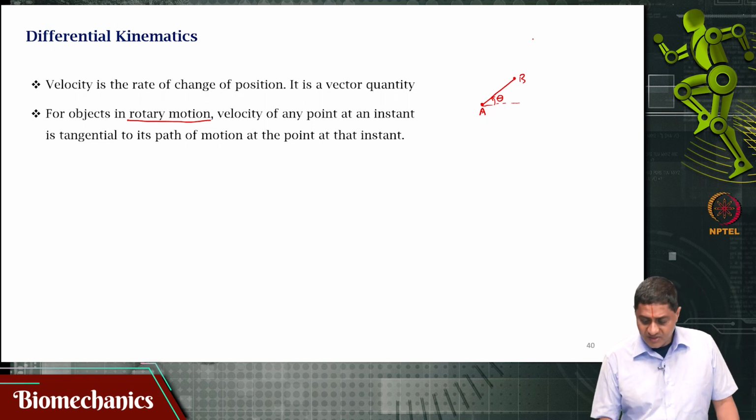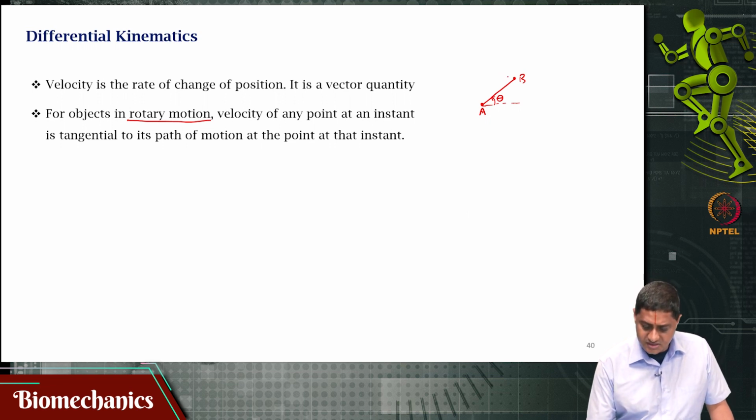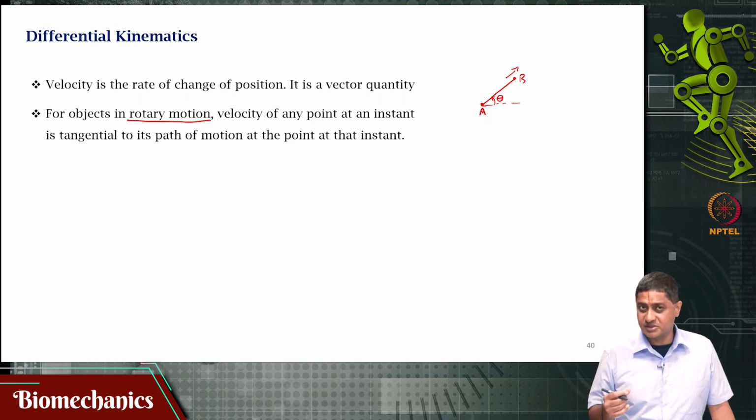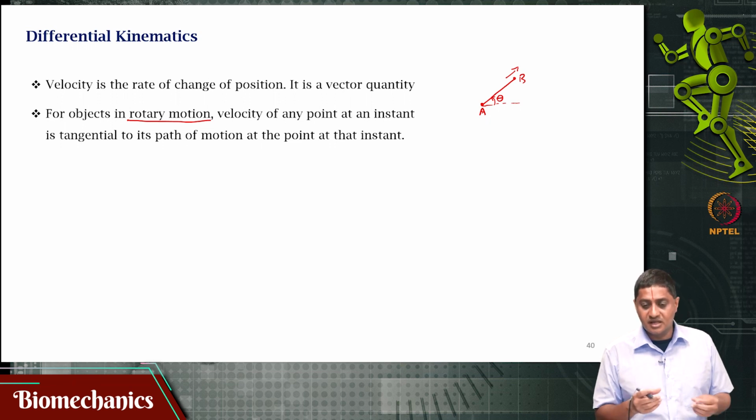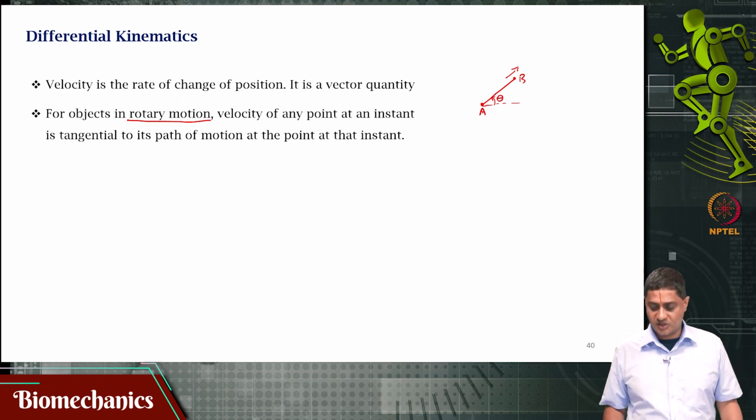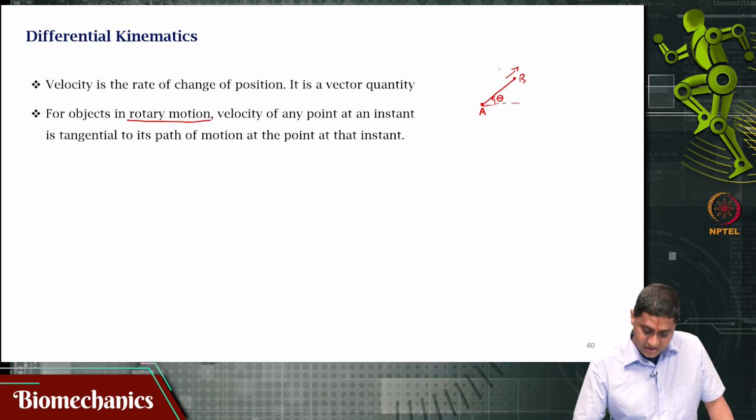So, there are only two possibilities by which the velocity can change. One is along this direction, along AB, but that is not possible, because AB is a rigid body and its length does not undergo deformation; it does not elongate or contract. The other possibility is in a direction perpendicular to this.